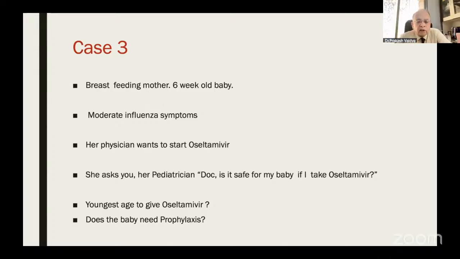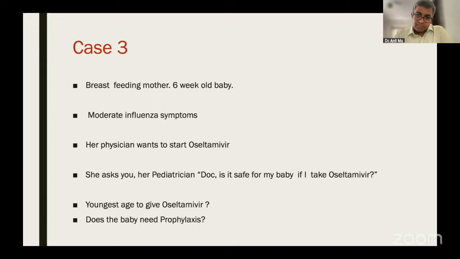Does this baby need prophylaxis in your opinion? No, sir. A 6-week-old baby won't require prophylaxis because the indication says that in less than 3-month-old babies, prophylaxis is usually not recommended. But if the child is sick, it may be required, but not recommended. Why is it not recommended?